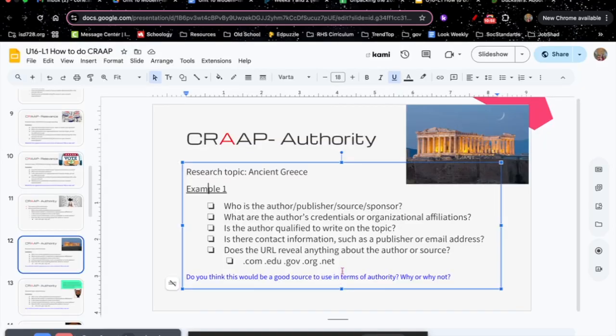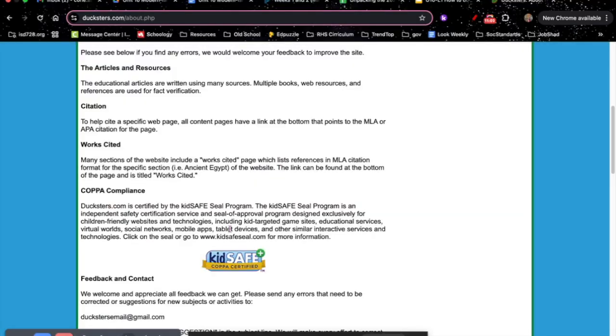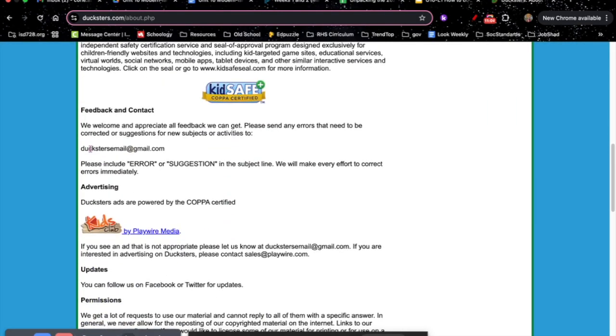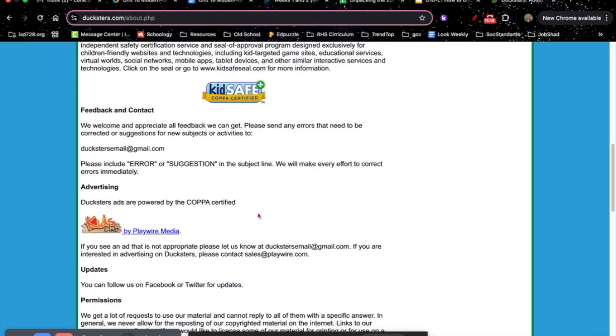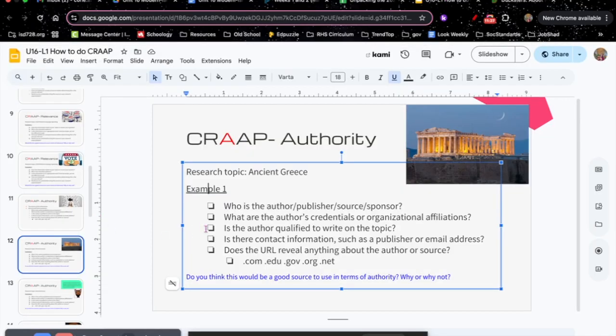Is there contact information, such as a publisher or email address? Let's see here. Yeah, there's an email address. It's just a generic one that goes to the organization who's making this. And does the URL reveal anything about the author or source? Well, it's a .com, so anyone can make a .com website, including me. All right, so let's pause here. Do you think this would be a good source to use in terms of authority? Why or why not?